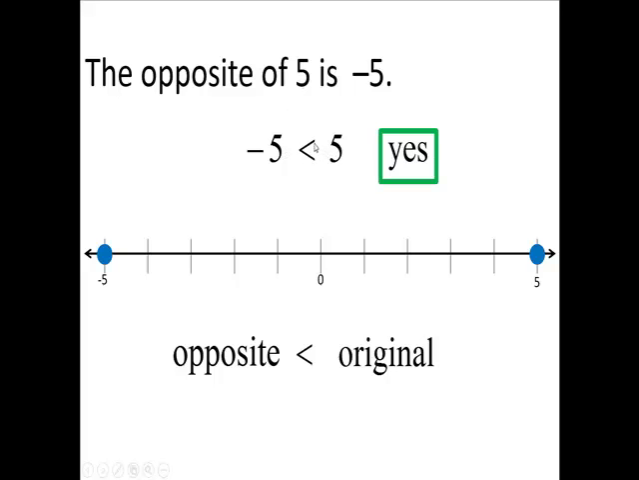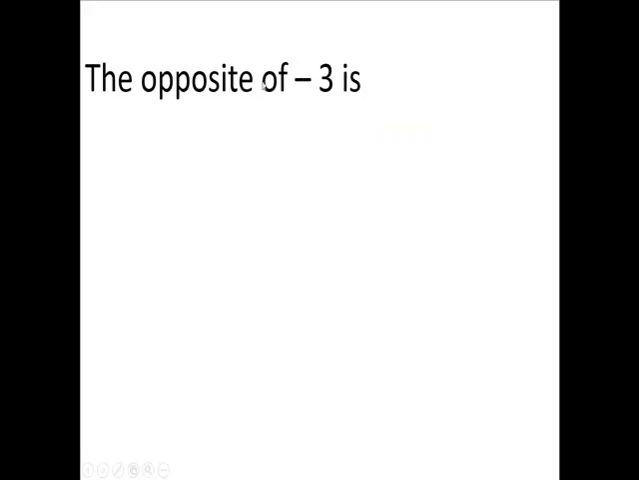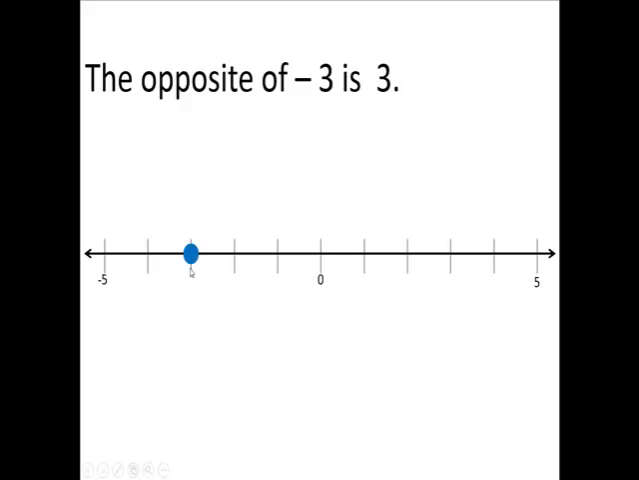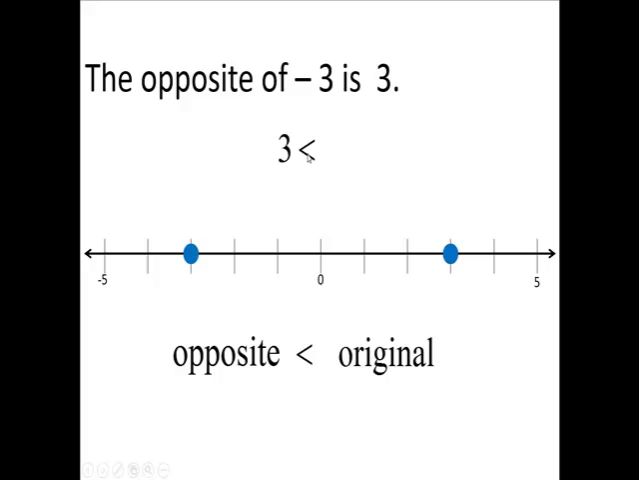Okay? Now, let's test it out for negative numbers. Okay, the original number is -3. What is the opposite of that? It's a positive 3. So if my original is over here at 3 to the left, the opposite of that is over here. Now, what does my statement say? The opposite is always smaller than the original. The opposite in this case is the 3. So we're saying 3, and keep your less than sign, is less than the original. The original number is this number right here.